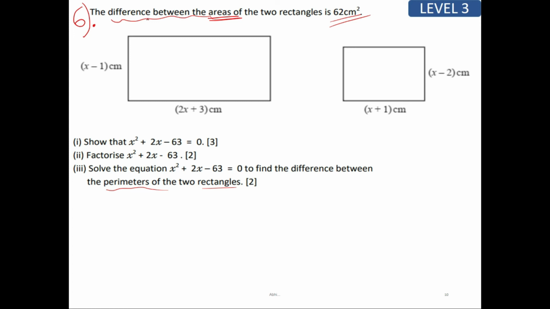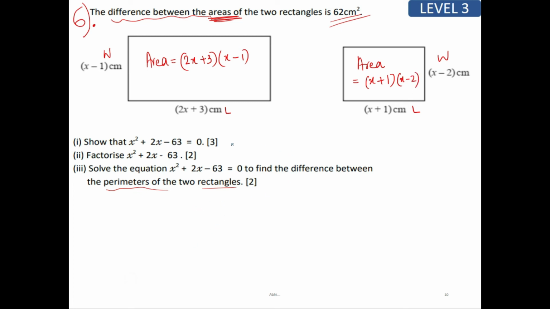Now you have to start from what is given to you in the question. The difference between the areas of the two rectangles is 62. So that means you can see from the figure, this is the larger one and this is a smaller rectangle. Now the area of the larger is going to be, this is your length and the width. This is the length and the width for the smaller one. So you will multiply 2x plus 3 multiplied by x minus 1. And here the area is going to be x plus 1, which is the length, multiplied by x minus 2.